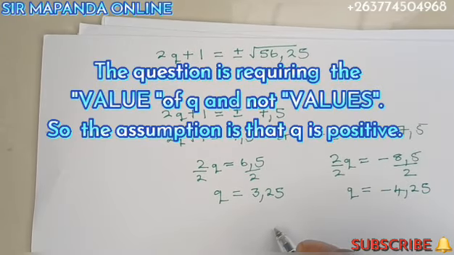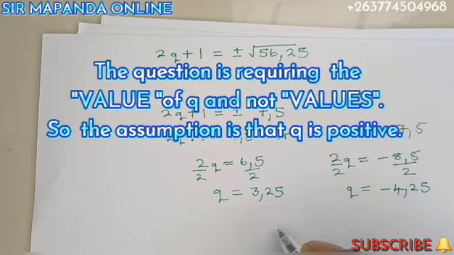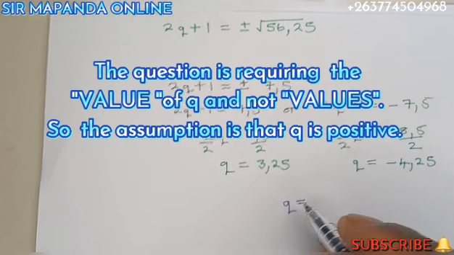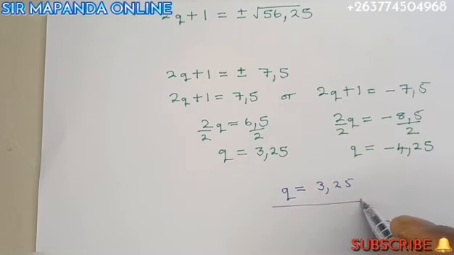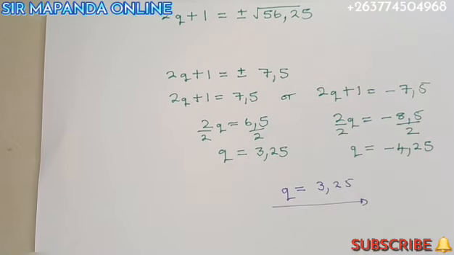Right, so since there is a condition that Q is positive, it means our final answer becomes Q is equal to 3,25. Then you are home and dry.